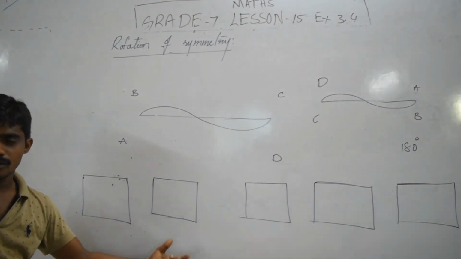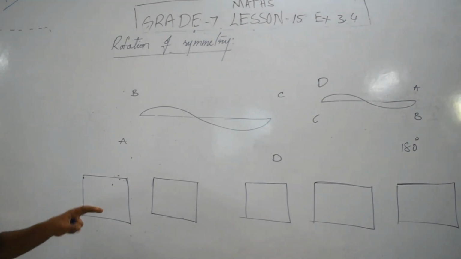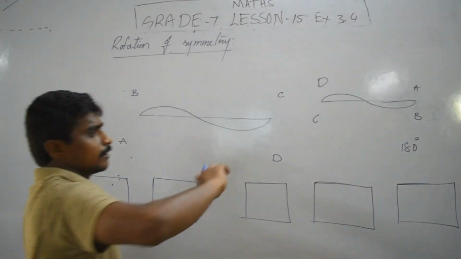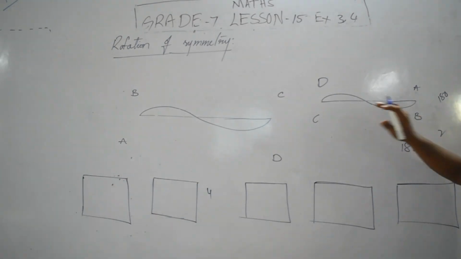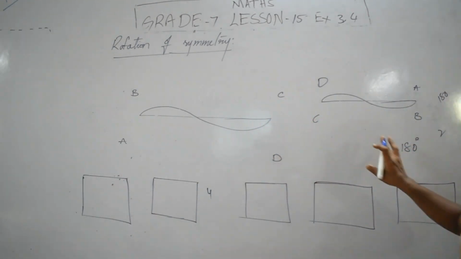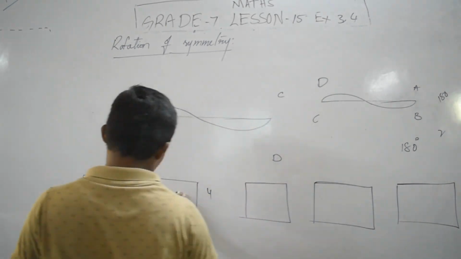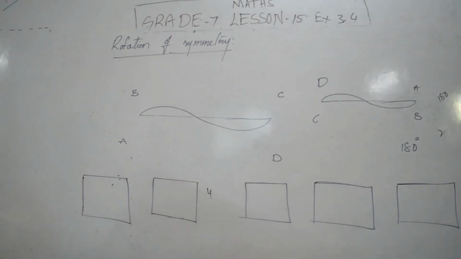So here, the angle of rotation of symmetry, how much? 90 degrees. See, order of symmetry: how many times do we get symmetry? 4 times. For this picture, how many times do we rotate? 180 degrees one time, another 180 degrees two times. So the order of this picture is two times, and the angle of rotation of symmetry is 180 degrees. For this one, the order of rotation is 4 times, and the angle of rotation of symmetry is 90 degrees. Understand? Do you understand or not?